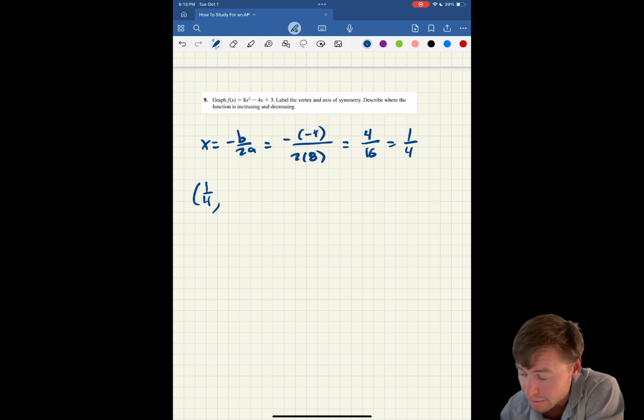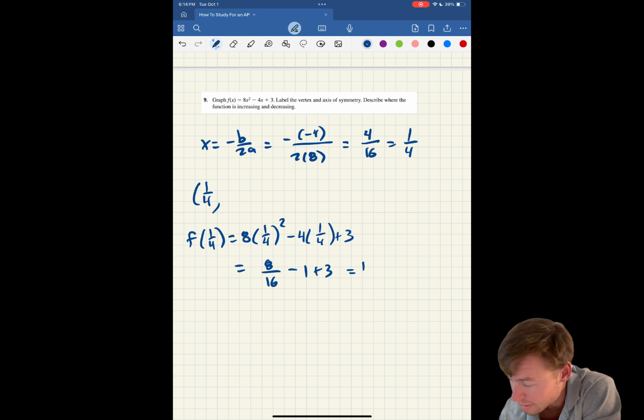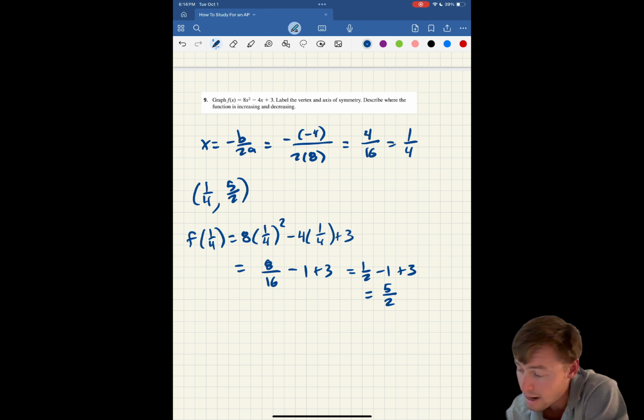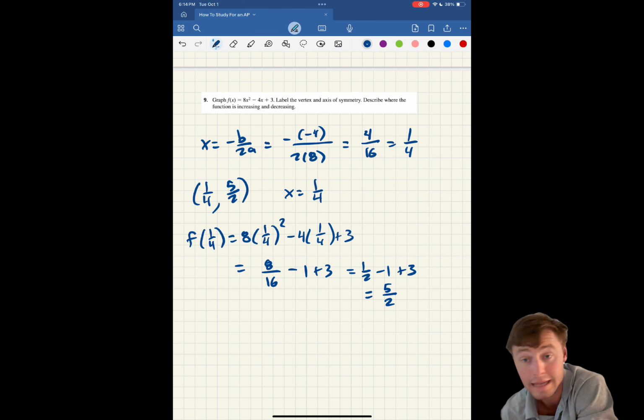To find the y value of the vertex, you just plug that number in for x. So 8 times 1 over 4 squared minus 4 times 1 over 4 plus 3, which would be 8 over 16 minus 1 plus 3, which is 1/2 minus 1 plus 3, which is equal to 5 over 2. So there's our vertex. Our axis of symmetry would simply be x equals 1/4, because it's just x equals the x value of the vertex.